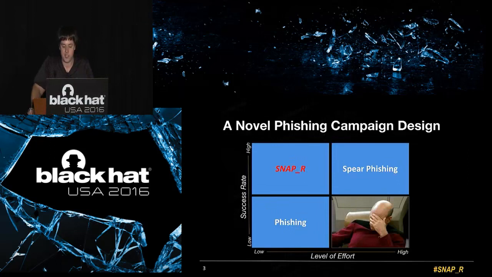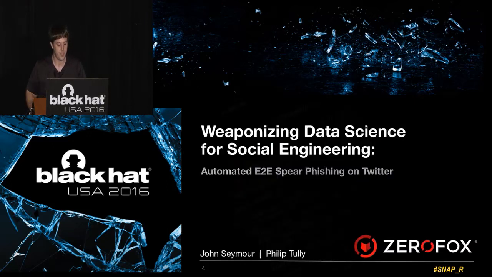Traditionally, there are two types of phishing campaigns: standard phishing, which is usually automated but has a very low success rate, and spear phishing, which has a much higher success rate but with much higher cost. The social media pen testing tool we demonstrate and release today combines the automation of phishing with the effectiveness of spear phishing. And with that, we'd like to thank you for coming to our talk called Weaponizing Data Science for Social Engineering, Automated End-to-End Spear Phishing on Twitter.